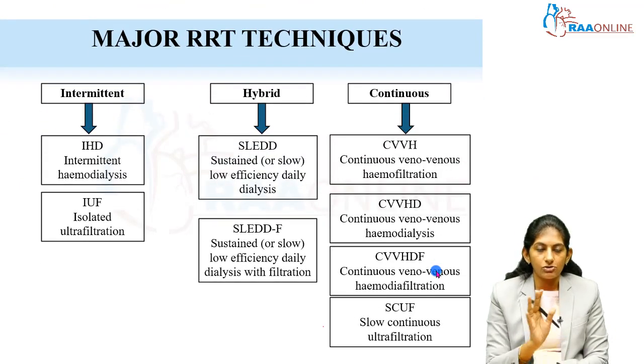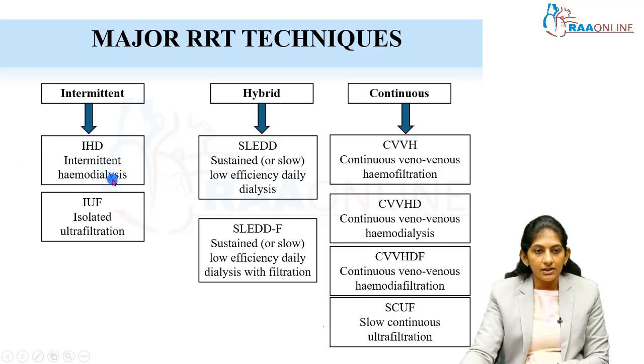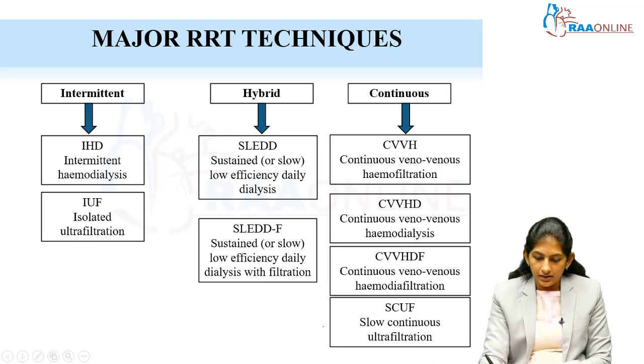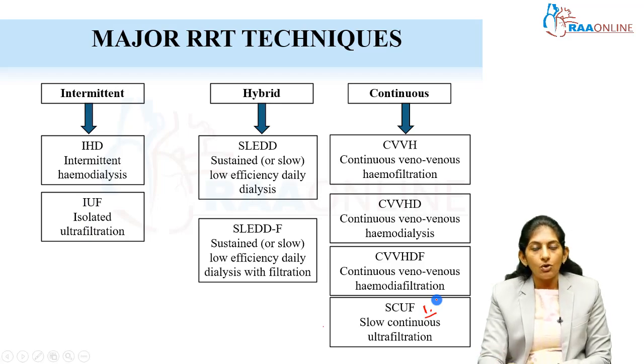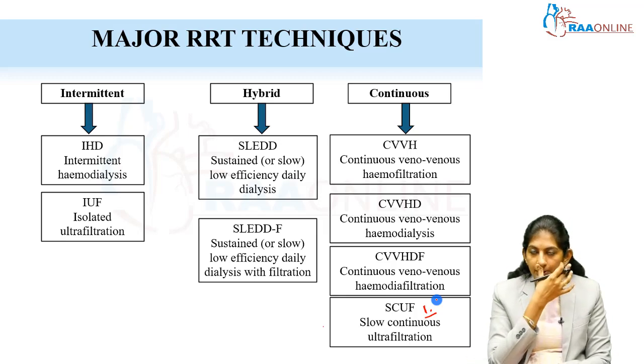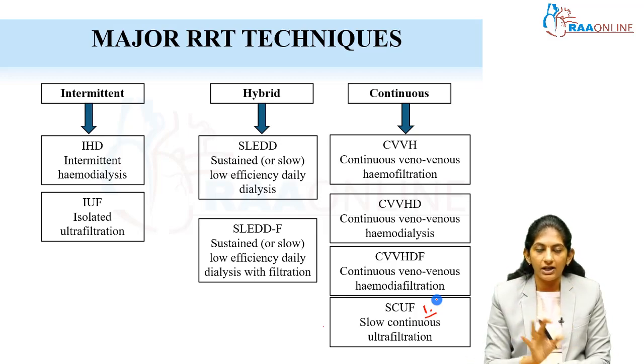In the initial slide also I was talking about intermittent and continuous. In intermittent we have two modalities. One is intermittent hemodialysis and another one is ultrafiltration, intermittent or isolated ultrafiltration. Continuous we have four different modalities. Here in continuous, the first modality, at the bottom most you see, is slow continuous ultrafiltration. Here it is only the fluid overload state. I want only filtration, ultrafiltration alone. I am not aiming at solutes. That is SCUF.